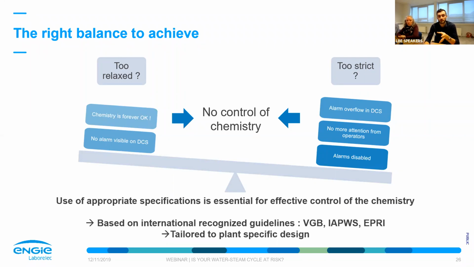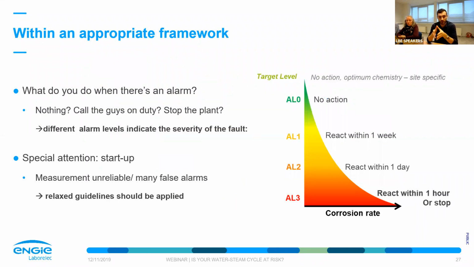So this is for finding the thresholds, but then you need to use those thresholds. And so what to do when there is an alarm? In some situations, you can do just nothing. You are not reacting to the alarm. You can call the duty guys at night, even stop the plant as a worst case scenario. That's why we need different alarm levels to indicate the severity of the fault. This is the graphic on the slide.